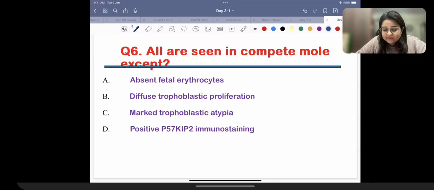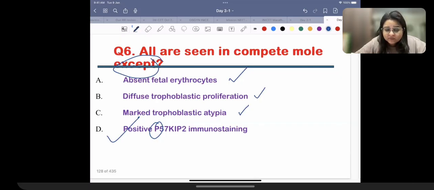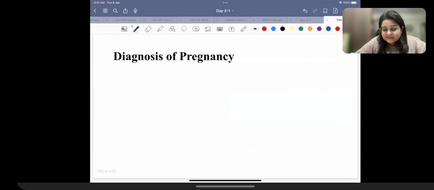All are seen in complete mole except absent fetal RBCs. So fetal RBCs will be there only in partial mole. There'll be some fetal tissue, including RBCs. Diffuse proliferation is seen, marked atypia is seen, but P57 KIP2 is not positive, it is negative. Remember, P for this and P for partial mole. It is not seen in complete mole. Okay, so GTN is left. GTN we'll discuss in the oncology or maybe the END. Don't worry, it's a small topic, hardly 5 minutes.